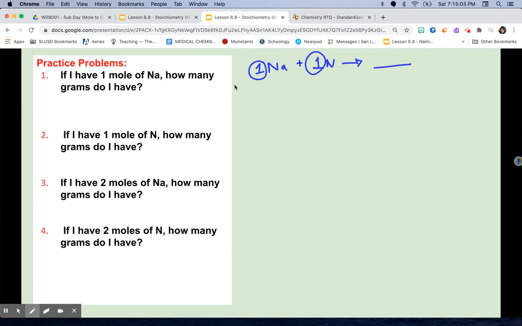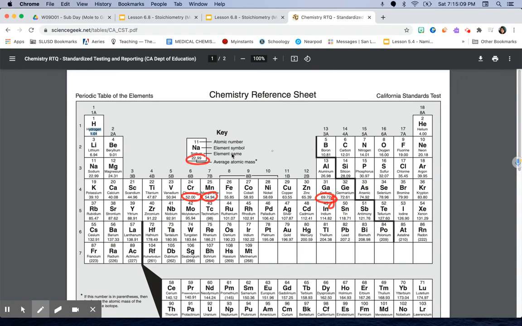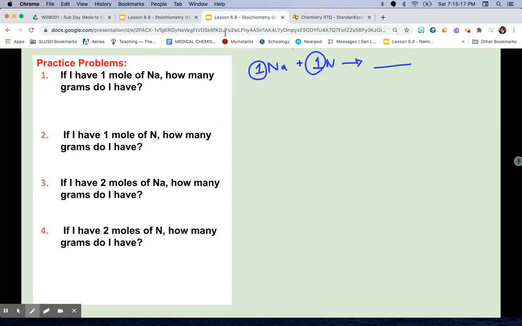So if I have 1 mole of Na, how many grams do I need to weigh out? Well, all I need to do is look at Na. It's here on the periodic table. Na's mass is 22.99, so I'm going to have 22.99 grams of Na, right? Because 1 mole of Na is always equal to this number, the molar mass, or the average atomic mass on the periodic table.